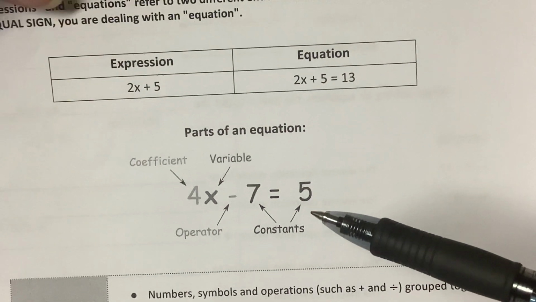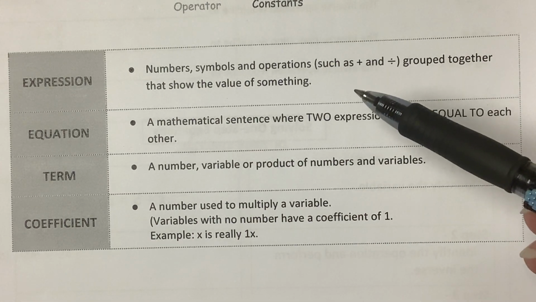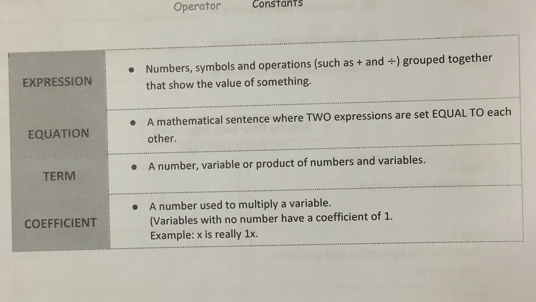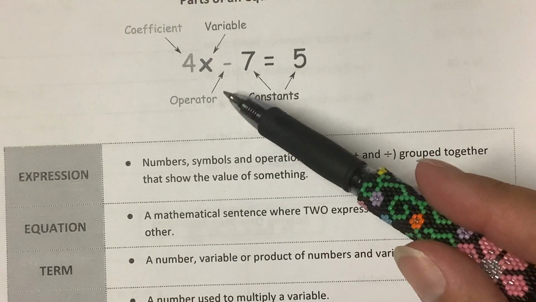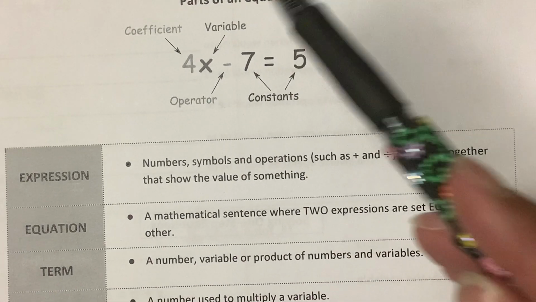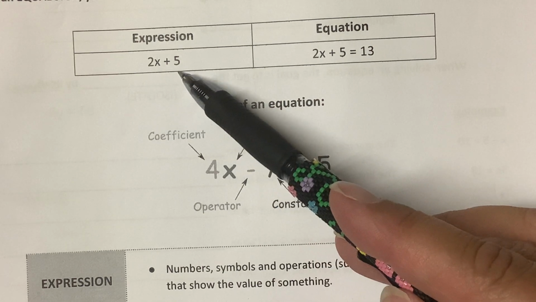So, down here, expressions. All of this is part of Friday's quiz. Yes, it's a lot of vocabulary. You can do this. Expression is numbers, symbols, and operations grouped together to show the value of something. An equation is a mathematical sentence where there are two expressions set equal to each other. A term is a number, a variable, or a product of numbers and variables. Let's look at the expression. In this expression there are two terms. One term has a variable and one term does not.